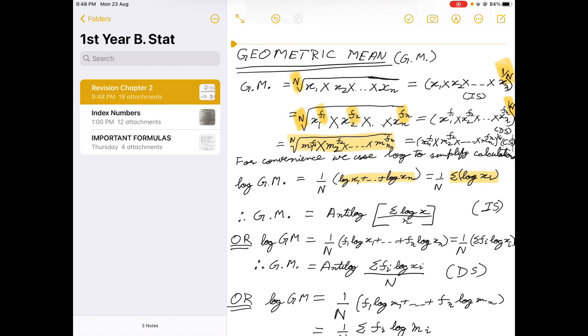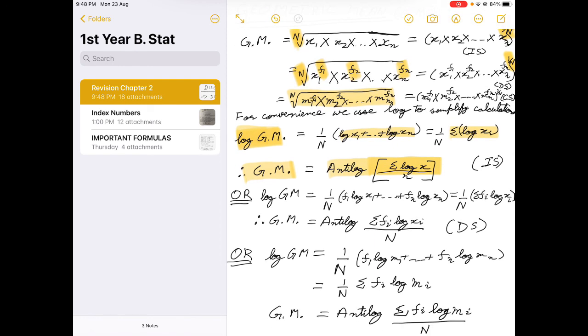Once we have calculated the log values, to find the actual geometric mean, because we are getting here the log of the geometric mean, how do you get the actual geometric mean? You have to take something called the anti-log, which if you have a table, it's very easy. Otherwise, you can input it in the calculator and calculate the anti-log value.